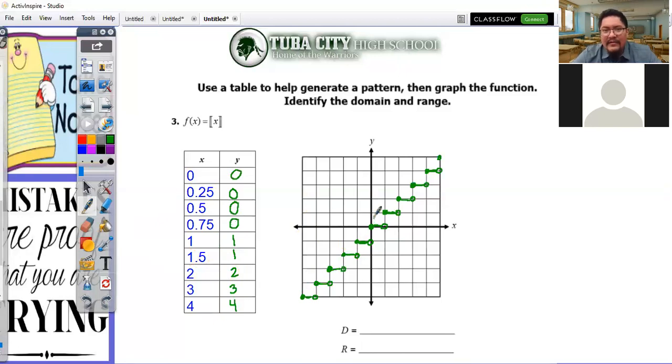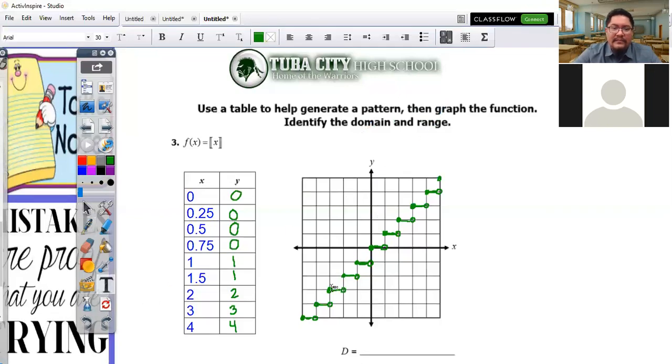And again, these used to be called step functions. I don't know if they are now, or maybe it's something slightly different. They don't mention it here. Anyway, the last thing it says is to identify the domain and range. So to identify the domain and range, well, what would the domain in this case be?